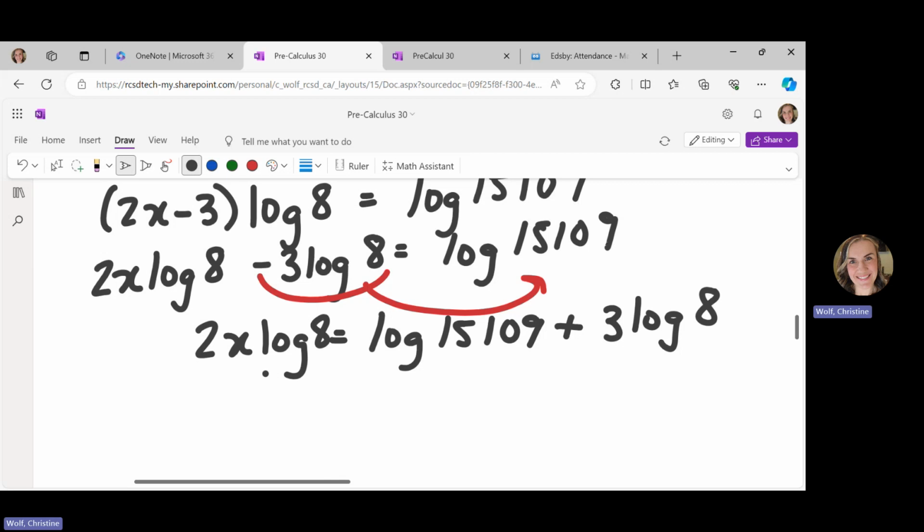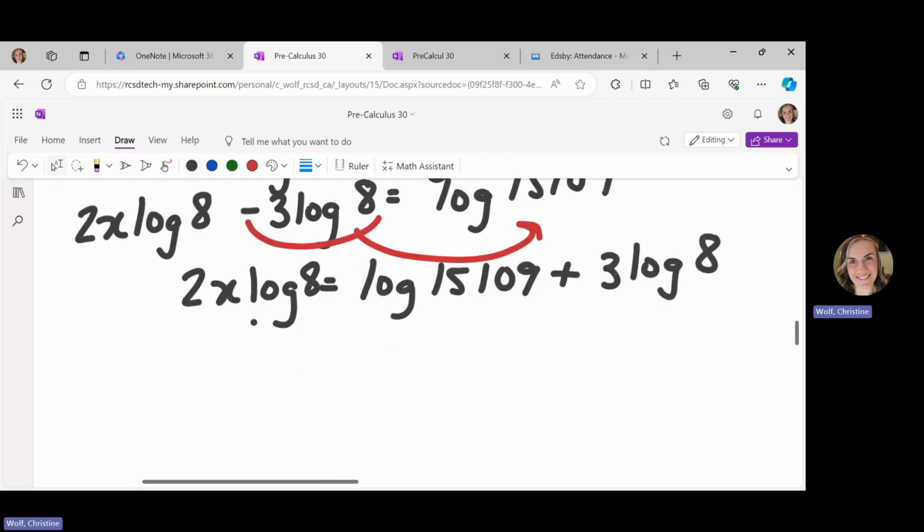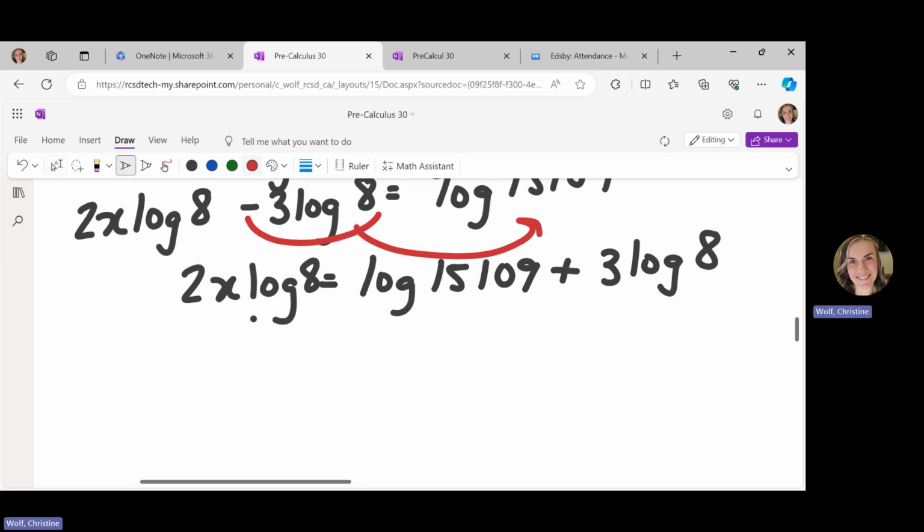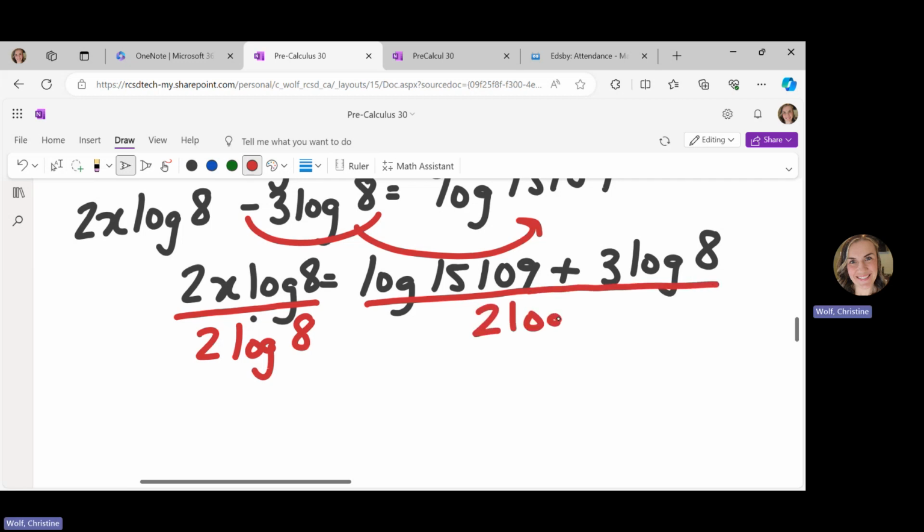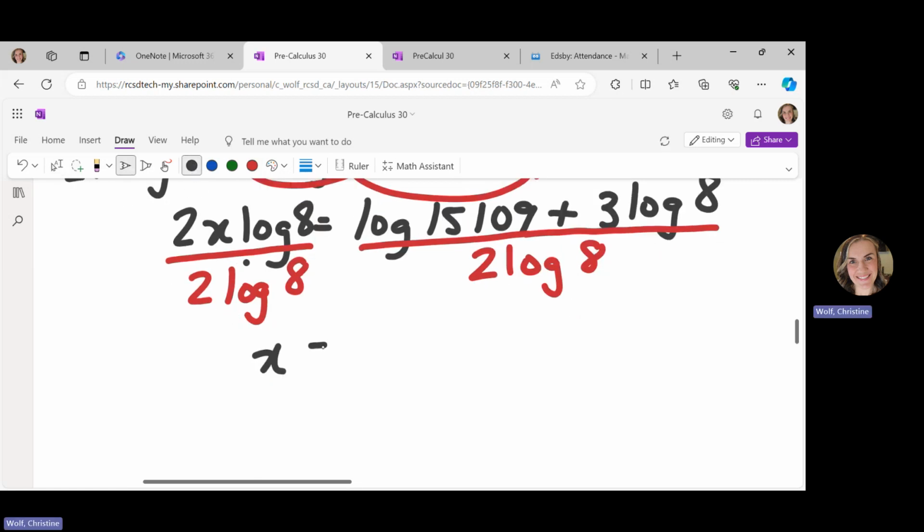Then again, I want to get x all by itself. You are allowed to divide off a log 8. But what do I also want to divide off? A 2. I'm going to divide that whole term by 2 to cancel out the 2 and by log 8 to cancel out the log 8, so there's only an x left. But what I do to one side, I have to be fair and do to the entire other side, or you could have written it individually. Either way, you're dividing both of those terms on the right by 2 log 8. Okay. So then I have just x all by itself.